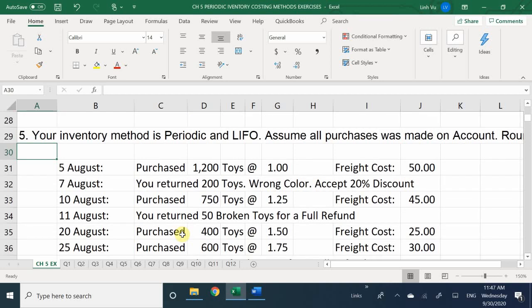Your inventory method is periodic and LIFO. Assume that all purchases were made on account. In this case, we're not journalizing it, but it's a good piece of information to know. On August 5th, you purchased a total of 1,200 toys at $1 each, and freight cost was $50.